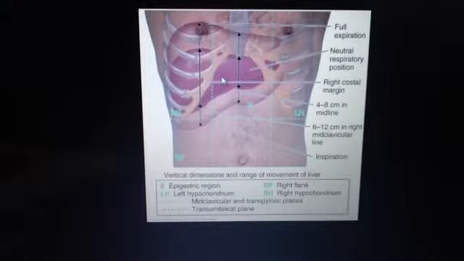Okay, it's time to talk about the liver. Before we get into some of the details of the liver, I'd like to point out one thing that you may or may not know, and that is that the liver moves up and down as you breathe in and out. I thought this was very interesting, and you can notice how far it moves up and down by looking at this slide.